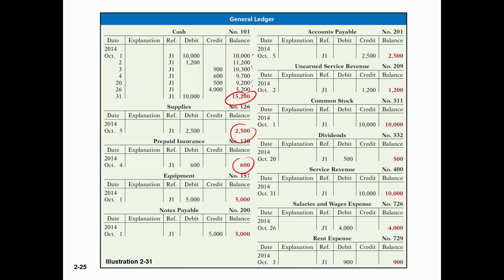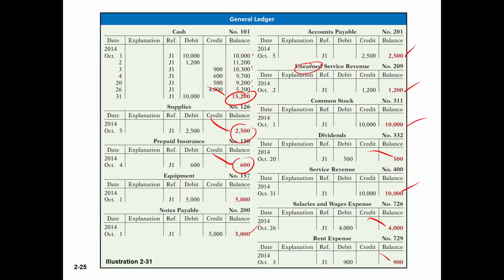Assets, asset, asset, asset. Here's a liability. These assets have debit balances. More debits than credits. This liability is a credit balance. See the credit here, no debit? Payable, liability, credit balance. Remember, unearned is a liability, credit. Common stock is a credit. Dividend, debit balance. Revenue, credit balance.